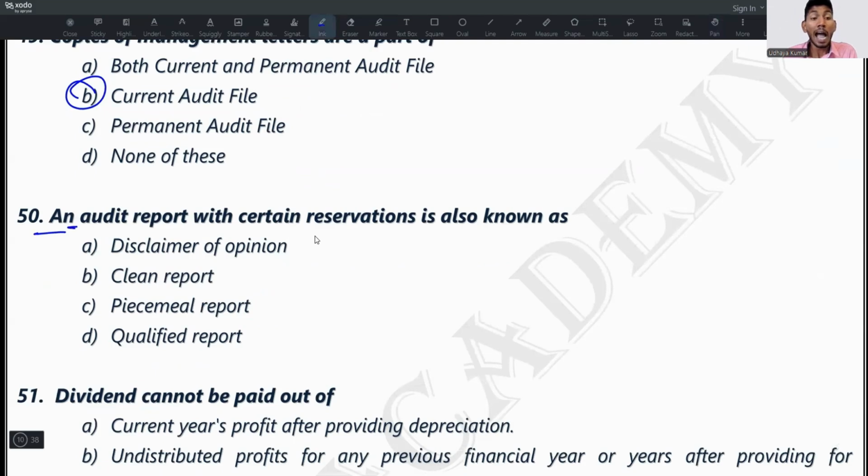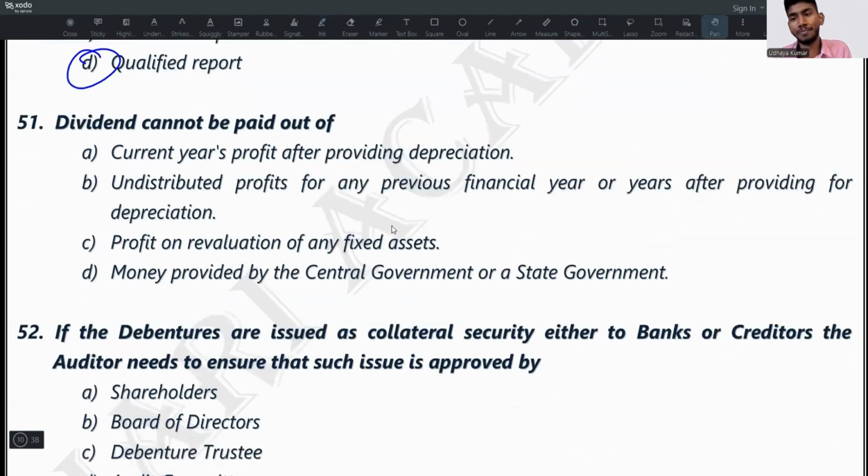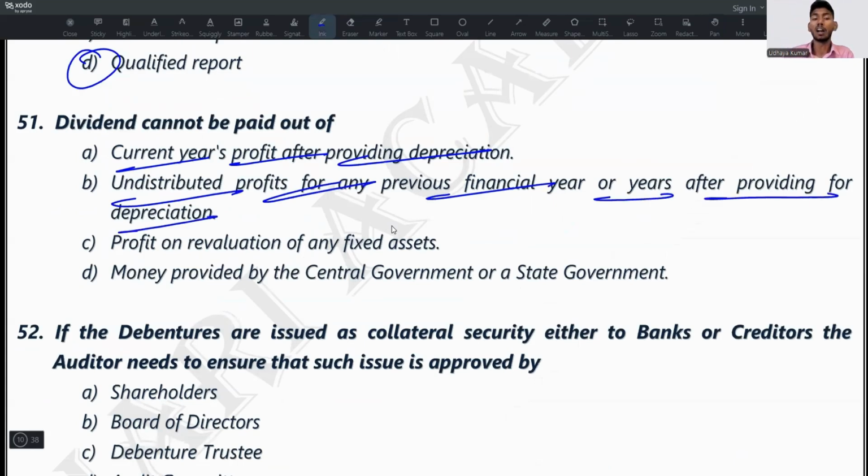Question 50: an audit report with certain reservations, which is nothing but when an auditor is giving a modified opinion, he will be providing what? A qualified report, right? Next question, which is 51: dividend cannot be paid out of which of the following? Option A, current year's profit after providing depreciation. Option B, distributed profits for any previous financial year or years after providing for depreciation. Option C, profit on revaluation of any fixed assets. Option D, money provided by the central government or a state government.